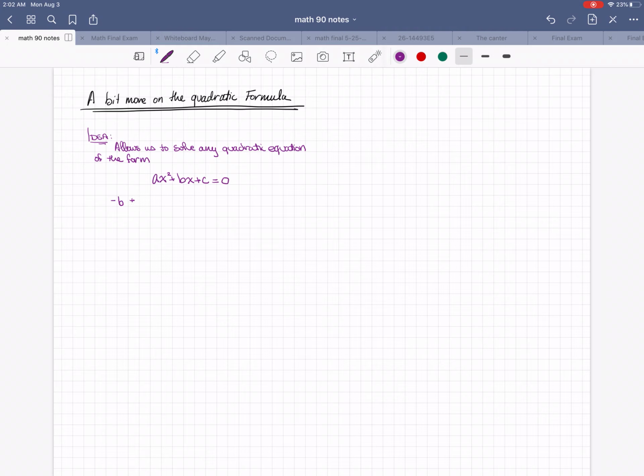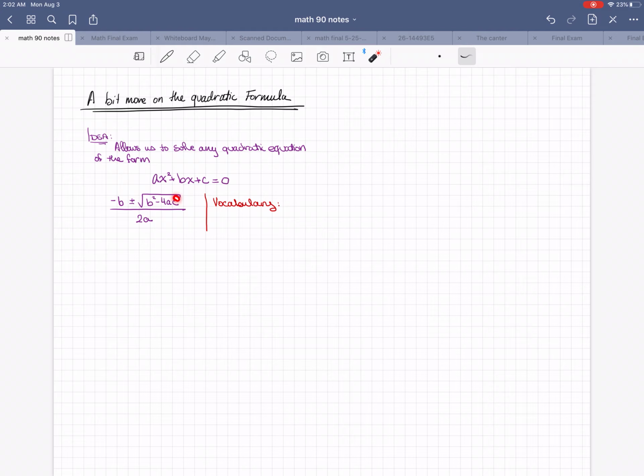The solutions to this equation are negative b plus or minus the square root of b squared minus 4ac all over 2a. And I want to put this off to the side here, kind of as a little bit of a vocab moment. So vocabulary.